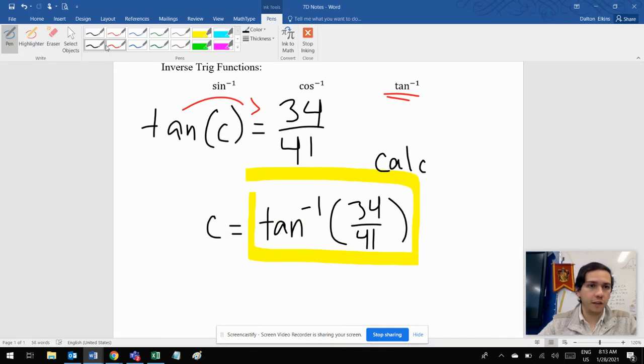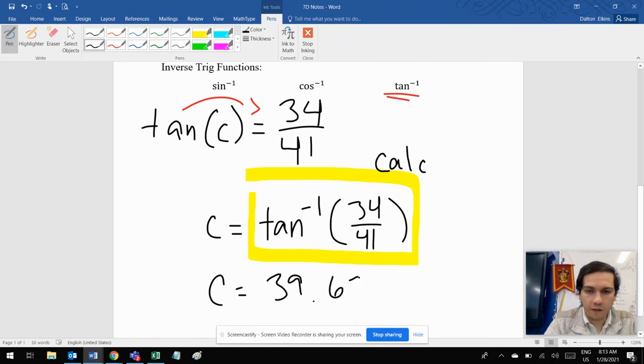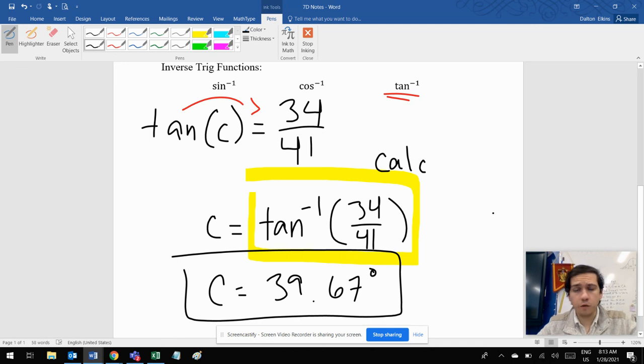The angle C is 39.67 degrees. That's how we use the inverse trig functions to find the missing angles or any angle on a right triangle.